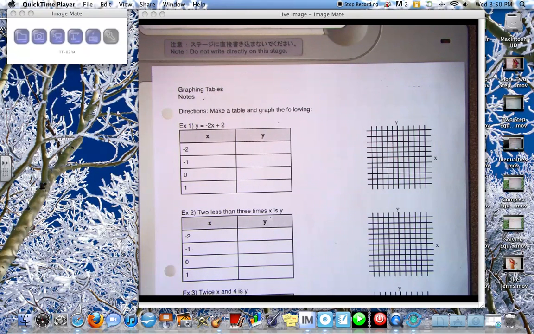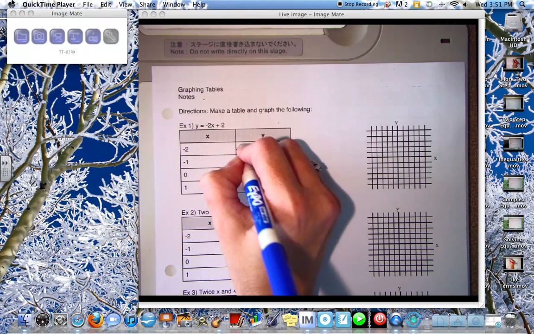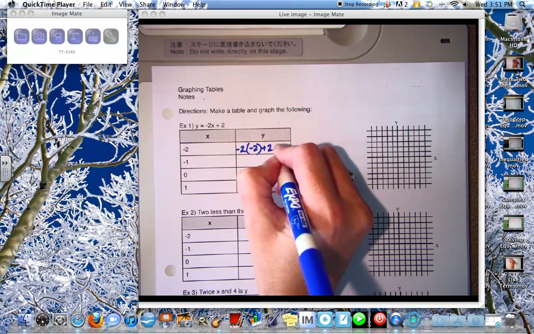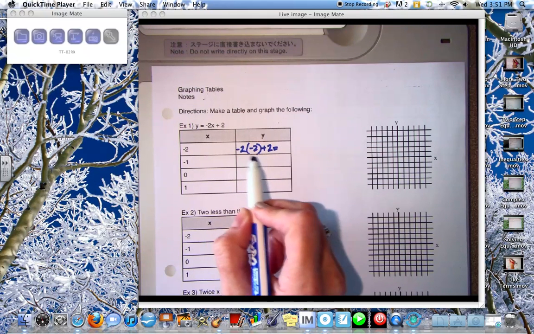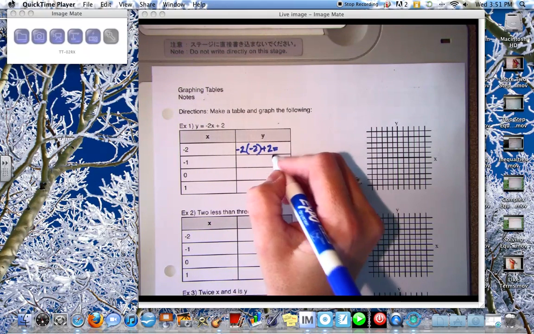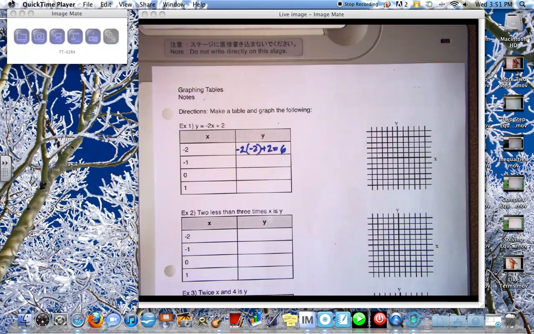So on example 1, our equation is y equals 2x plus 2. We're going to substitute in our values of x to get out our values of y. So we have negative 2 times negative 2 plus 2. Negative 2 times negative 2 gives us 4. Add 2, that gives us 6.